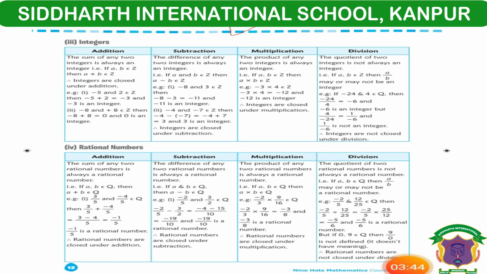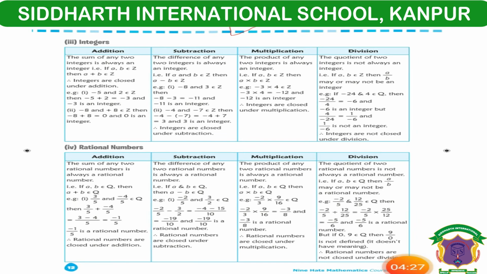Then on division, children, when we divide an integer by another integer, the result can be an integer, and sometimes it's not necessary for it to be an integer. For example, if you divide minus 24 by 6, you get the answer minus 4. It is an integer. But if you reverse the numbers, if you divide 6 by minus 24, then you'll get minus 1 by 4. Is minus 1/4 an integer? No, it's not an integer. So it's not necessary, children, that if we divide two integers, the answer will be an integer. So this property is not closed under division.